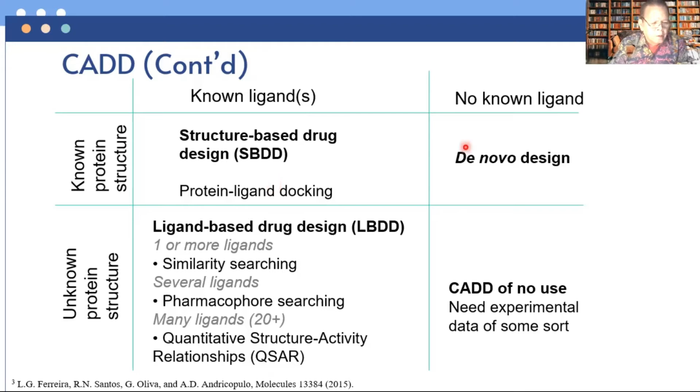And de novo design, if we only know the protein structure. Molecular de novo design involves the construction of a ligand model within a model of the receptor or enzyme active site, producing novel molecular structures with desired pharmacological properties from scratch.